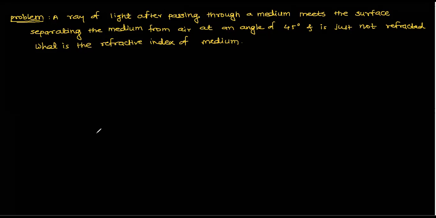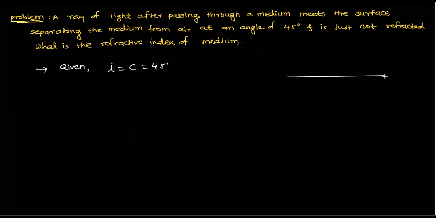See now, what is the given thing here? Given. So here, can I write that angle of incidence is equal to critical angle? I is equal to C is equal to 45 degree, because you see, if you read this question, he is saying it is just not refracted. Just not refracted means what?